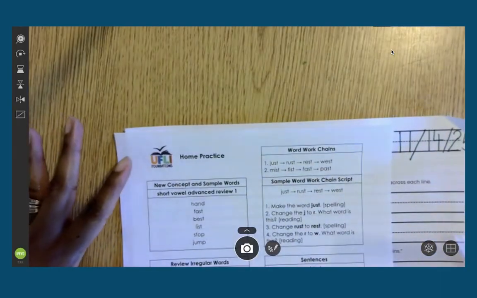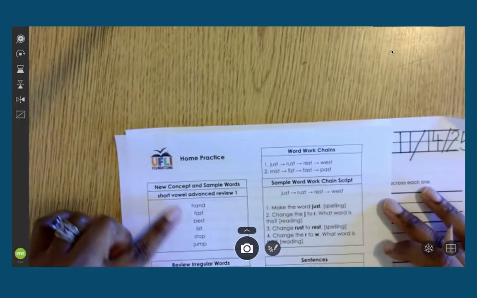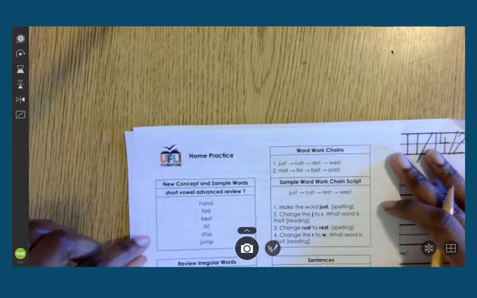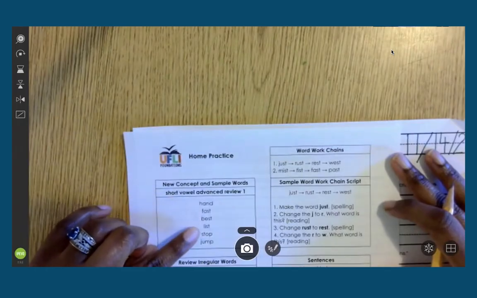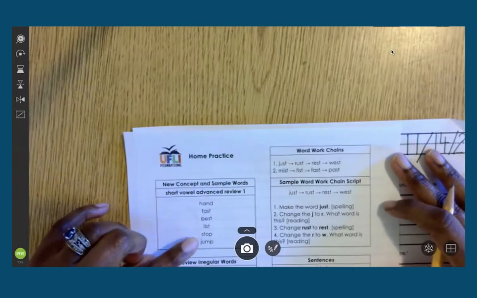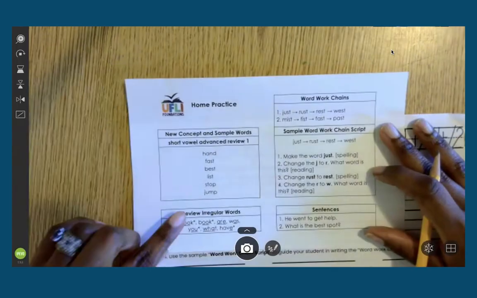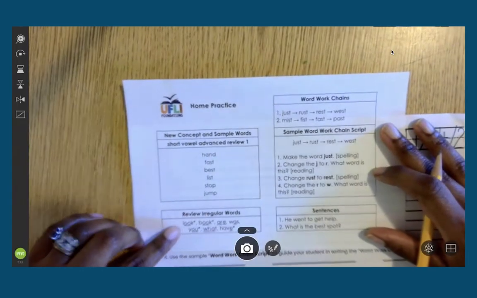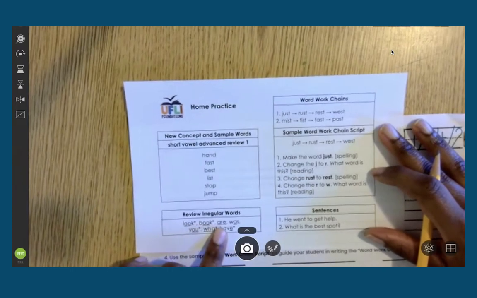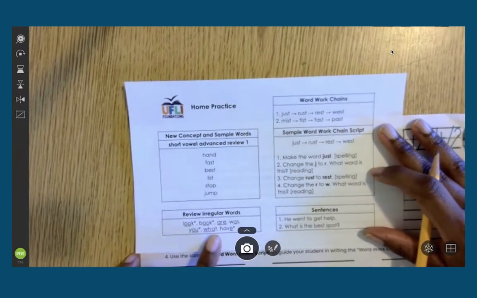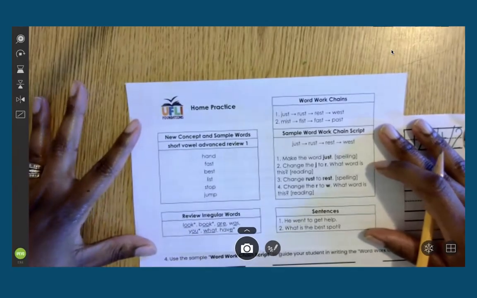So the UFLI homework practice sheets have 5 different parts. The first part, you will have your child read the words hand, fast, best, list, stop, jump. Then we will go down to the irregular words, otherwise called heart words. Have them read look, book, are, was, you, what, have. These are all words that were introduced in class.